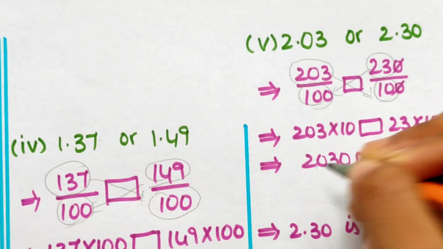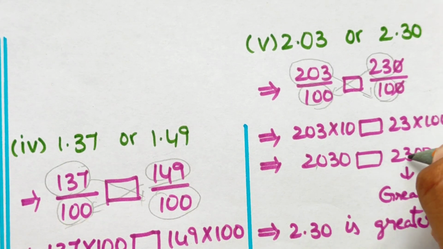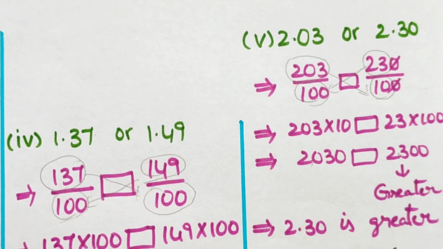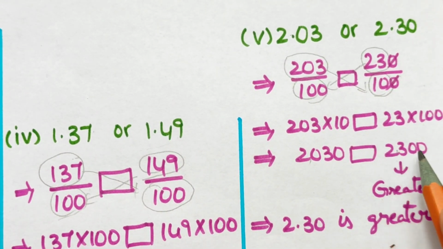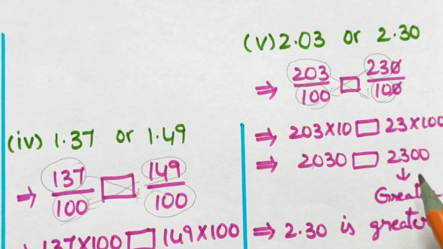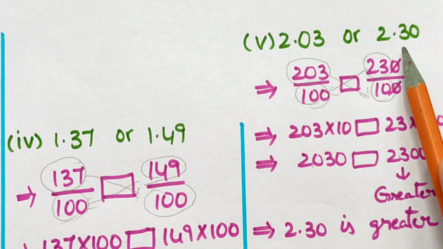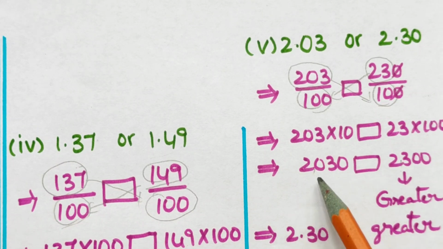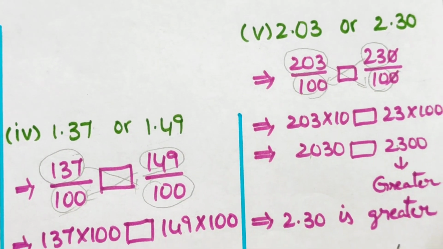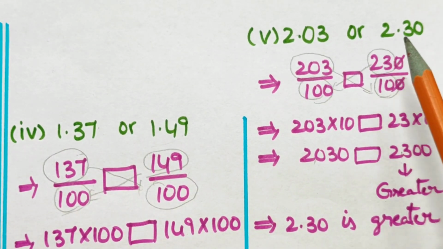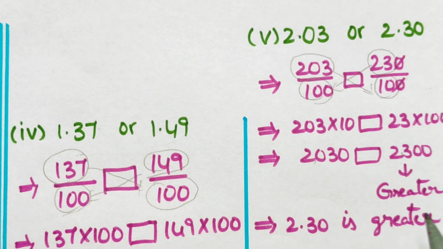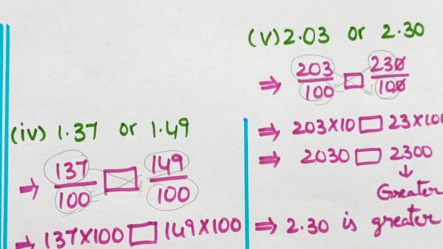So this is 2030 and this is 2300, which is greater? Clearly 2300 is greater. What is 2300? It is 2.30, and what is 2030? It is 2.03. That implies 2.30 is greater. Therefore, the answer for this question, that is the fifth bit, is 2.30 is greater.